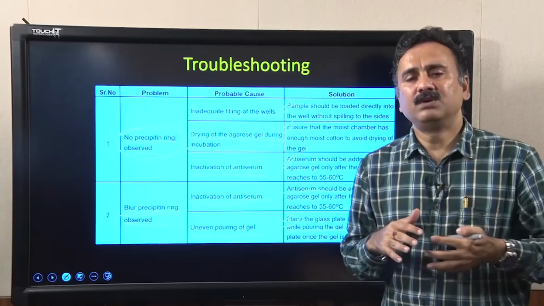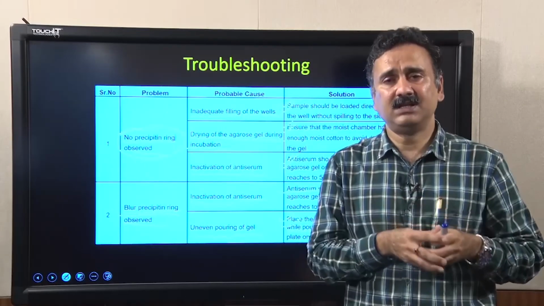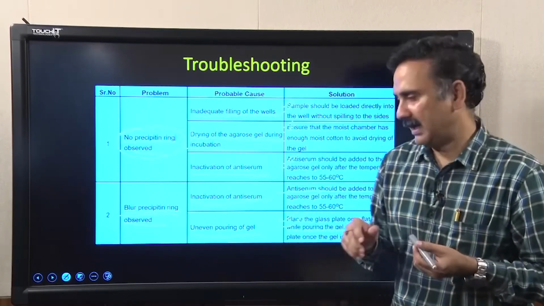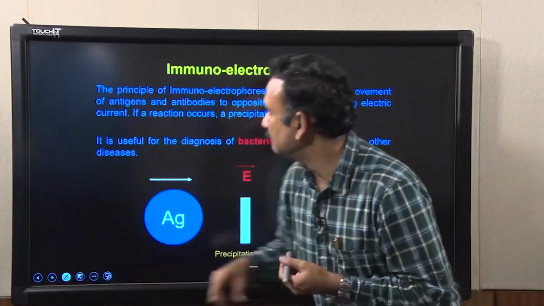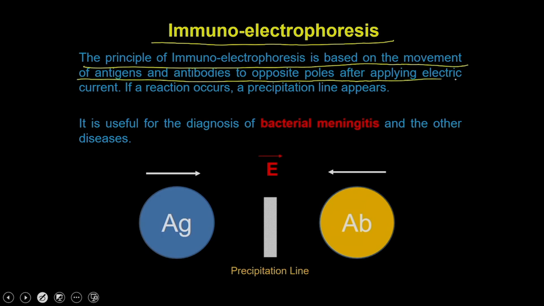So, this is all about the radial immunodiffusion assays, where we have discussed each and every detail of the protocols. Let us move on to the next slide. The next is immunoelectrophoresis. The principle of immunoelectrophoresis is based on the movement of the antigen and antibodies to the opposite poles after applying an electric current. If the reaction occurs, you will see a precipitation line.